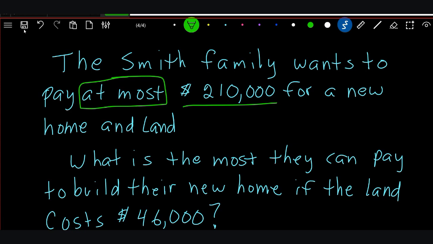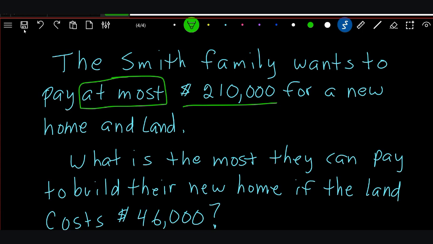So what they want to do is build a house, and so they're going to buy some land, some property, and have somebody come in and build on their land. For both things together, the house builder and the land, the property that they're buying, they do not want to spend more than $210,000. That is the absolute most. So here's the question: can they spend $210,000? Yes, they can, but they don't want to spend more than that.